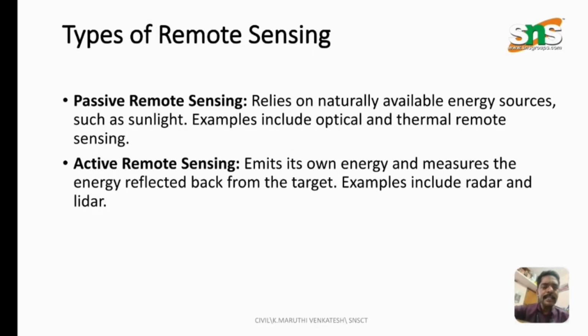Types of remote sensing. There are two types of remote sensing. One is passive remote sensing and one is active remote sensing. Active remote sensing emits its own energy and measures the energy reflected back from the target. Examples include radar and lidar. Passive remote sensing relies on naturally available energy sources such as sunlight. Examples include optical and thermal remote sensing.